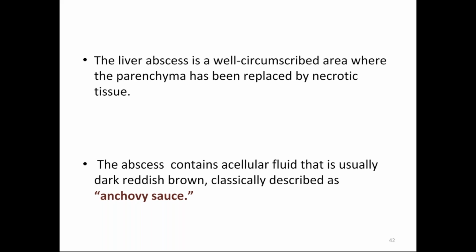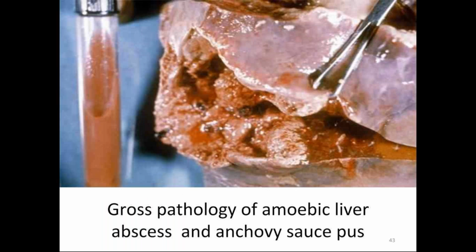So here, the distinguishing feature is that when you do a percutaneous drainage, you'll see anchovy sauce pus. So the color of the fluid that is drained will be anchovy. If you want to know what anchovy is, just type it in Google and see how the color will be. Here the picture won't be that descriptive, so you can't make it out. This is anchovy sauce pus.